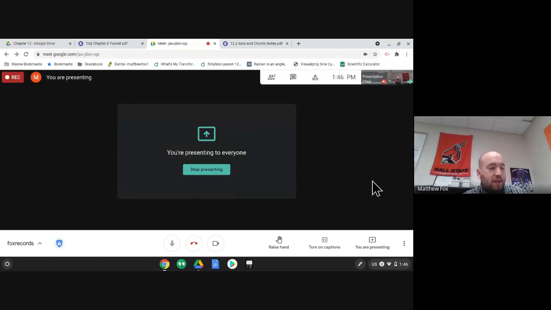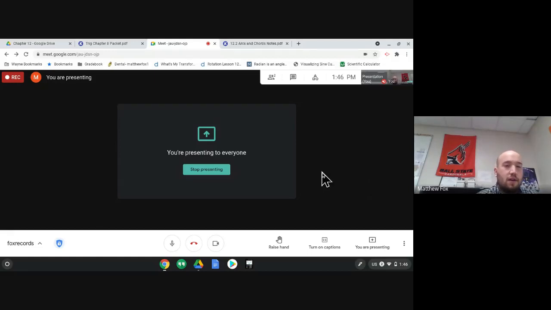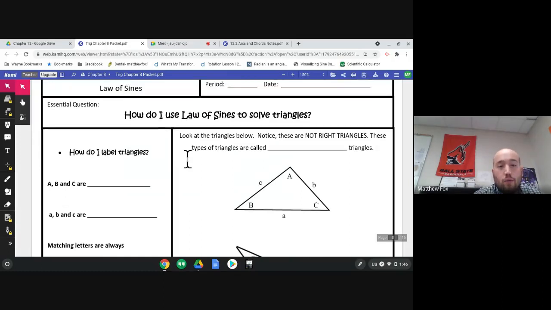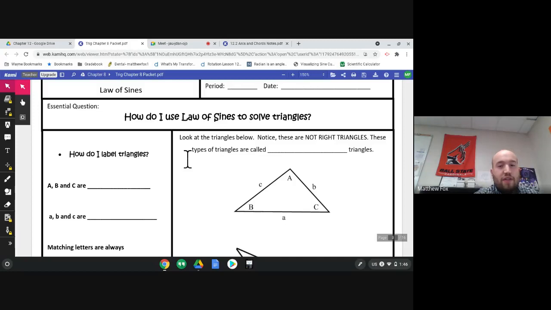All right, welcome back. Today we are going to talk about something called the law of sines. The reason we need this: we saw yesterday it's pretty easy to solve a triangle using SOHCAHTOA. Using SOHCAHTOA, we can find the missing sides of a triangle. However, that only works on a right triangle, okay?